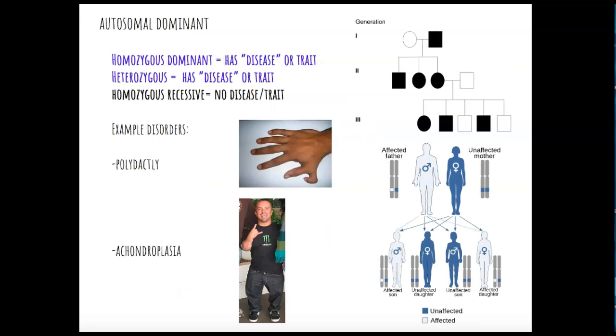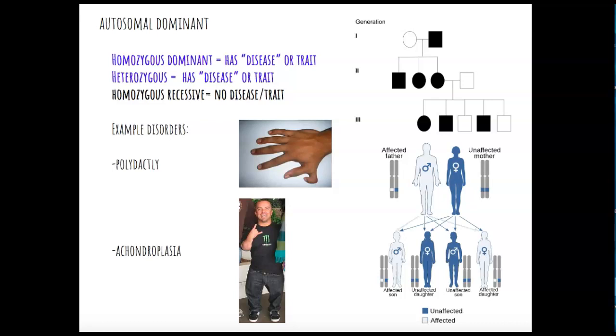We can also use pedigrees to determine whether a disease or a trait is dominant or recessive and whether it is autosomal or sex-linked. We'll talk a little bit more about sex-linked coming up, but for now we're just going to focus on autosomal and whether those traits are dominant or recessive. So a homozygous dominant individual has the disease or trait, heterozygous has the disease or trait, and homozygous recessive would have no disease or trait.